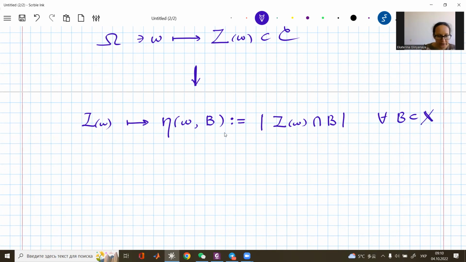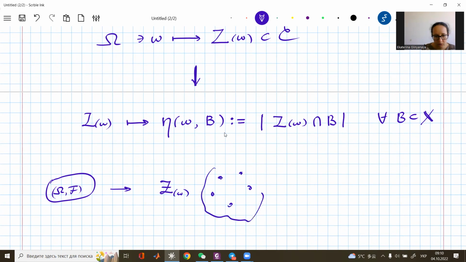So what I did now: I have the space omega, F. Then I put into correspondence some random configuration Z of omega. So I have some configuration of points in my space X.